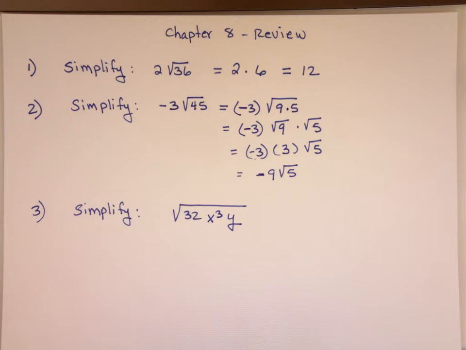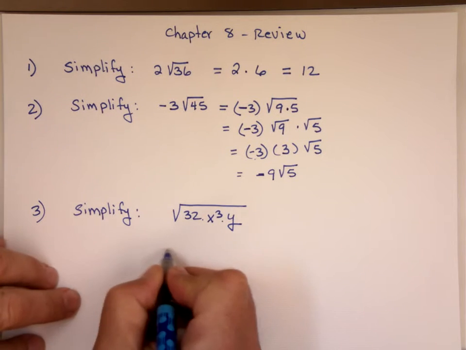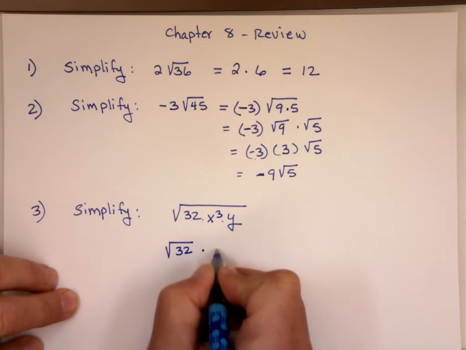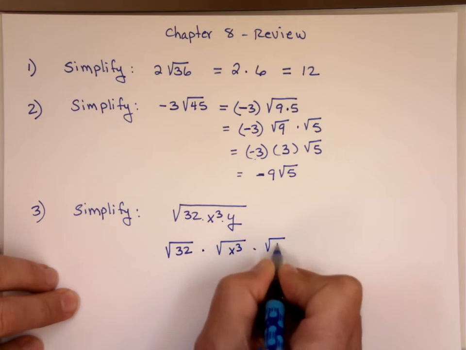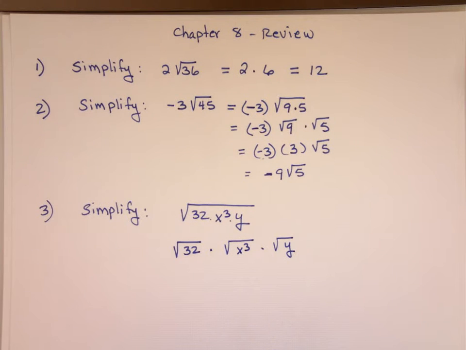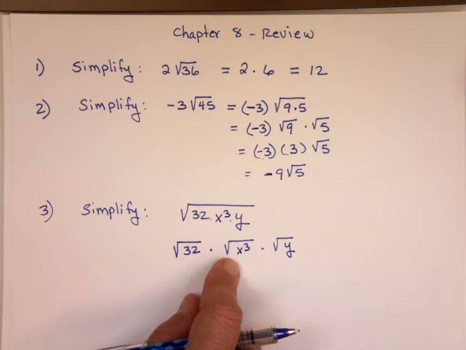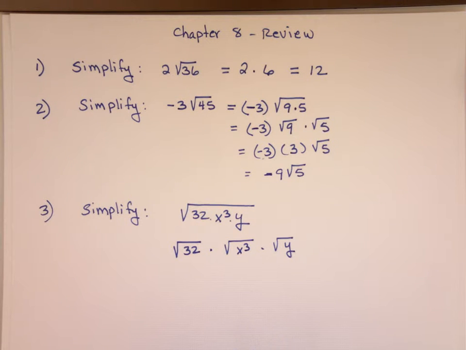Okay, let's simplify this one. Again, that's a multiplication, we just don't put the multiplication between them. So I can break it down to the square root of 32 times the square root of x to the third times the square root of y. Well, we have a little problem. This one, not much I can do to simplify it. This one, I don't know the square root of x cubed because I can't divide 3 by 2.